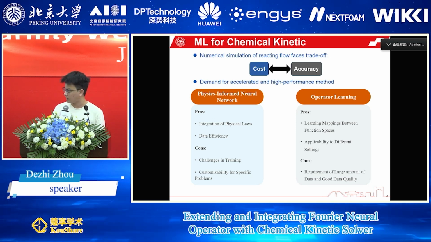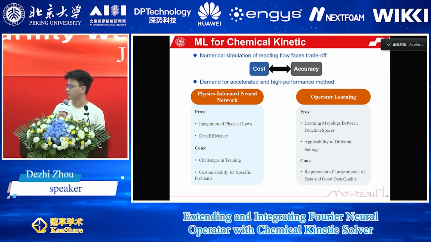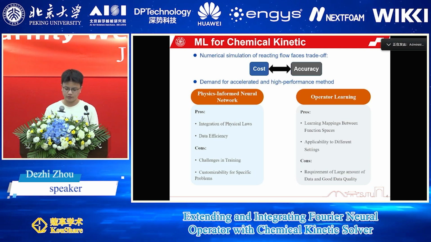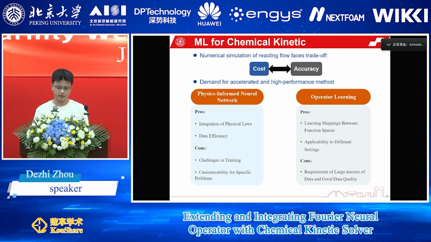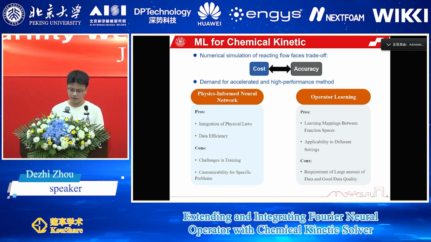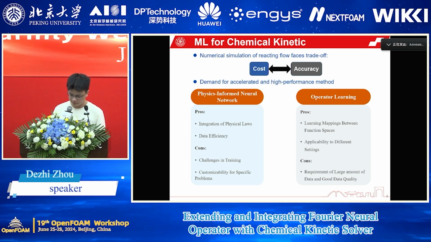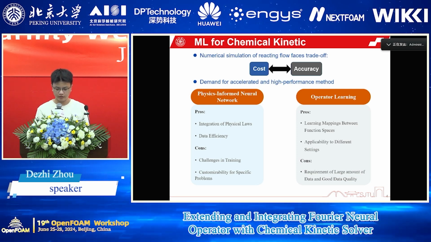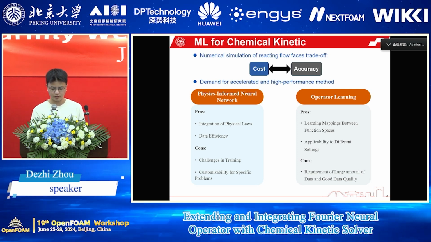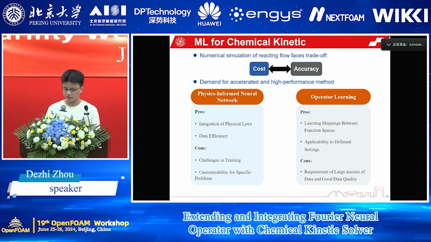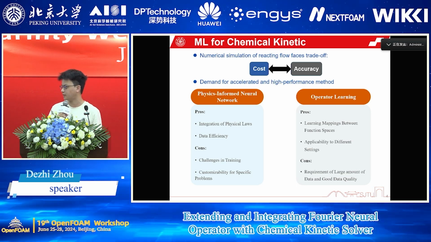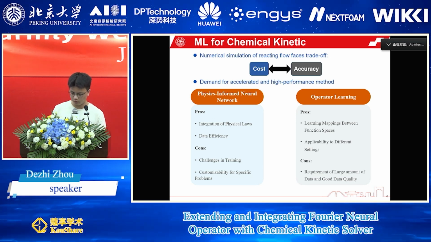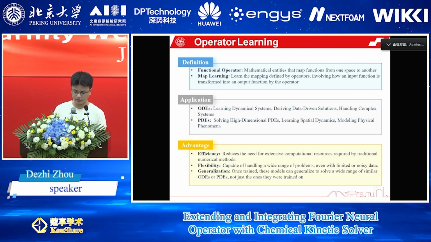But the disadvantage of the physics-informed neural network is the challenges in the training process, because the training is very difficult when we integrate physical laws into the loss function, and the customizability for specific problems. For operator learning, the advantage is that we can learn maps between function spaces, and it is applicable to different settings. And today I will only focus on one method in operator learning.